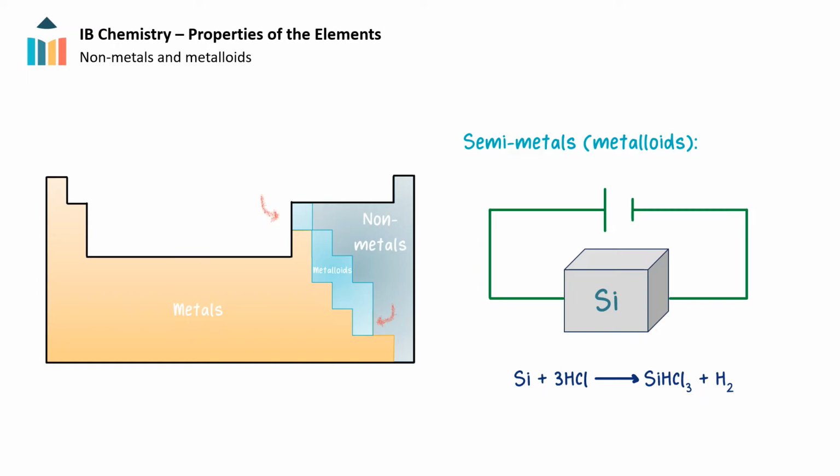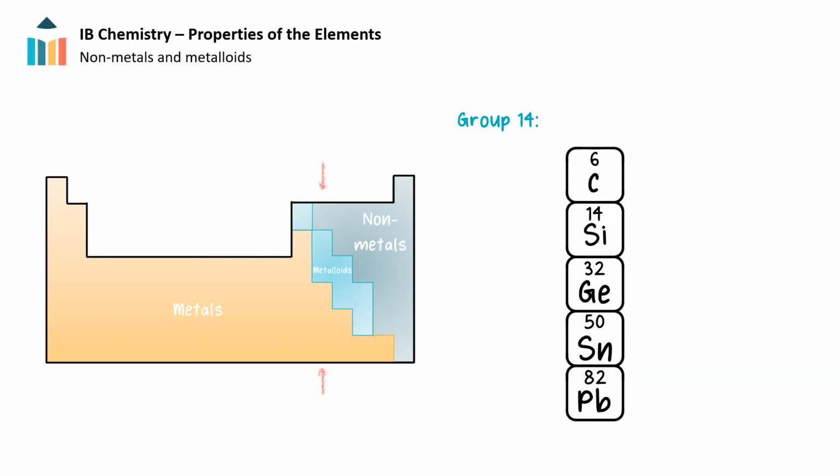The metalloids are found in a zigzag from boron in period 2 to polonium and astatine in period 5. Some groups contain a mixture of nonmetals, metals, and metalloids. For example, group 14 contains a nonmetal, carbon, 2 metalloids, silicon and germanium, and 2 metals, tin and lead. The metallic behavior increases down this group.